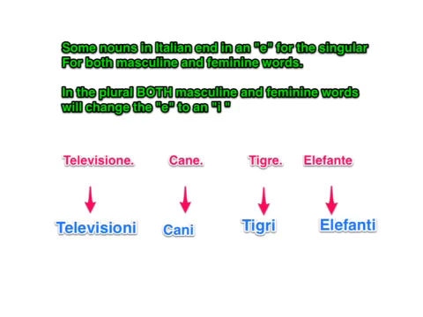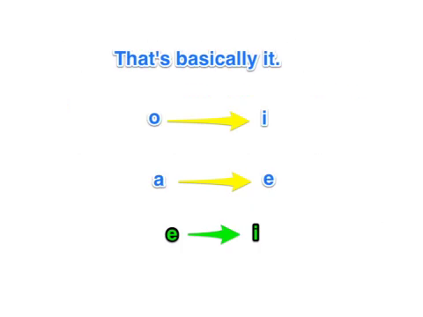So in effect, there's three different types of groups. Masculine words, O goes to I, feminine words, A goes to E, and any words that happen to end in E for the singular go to I for the plural. So here you go, that's basically it. O in the singular changes to I in the plural. A in the singular changes to E in the plural. And any E words in the singular change to I in the plural.